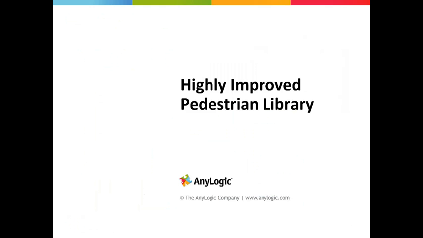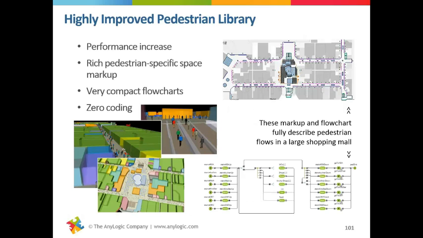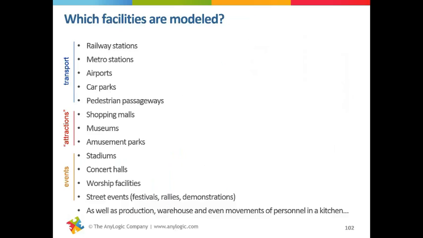Highly improved pedestrian library. AnyLogic 7 has a highly improved pedestrian library. There's an improved performance, a richer pedestrian markup space, more compact flowcharts, and zero coding required. The pedestrian library can be used to model transportation stations, airports, malls, amusement parks, and event venues such as concert halls or worship facilities.